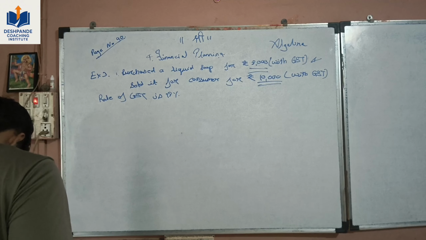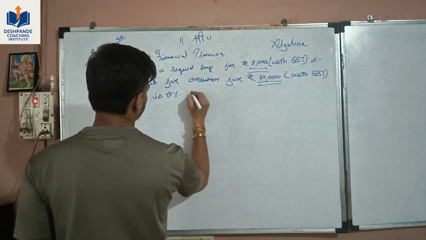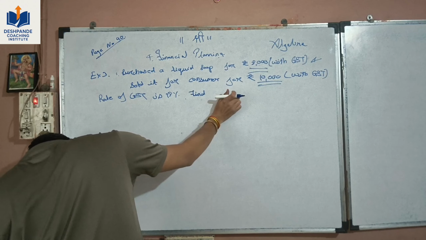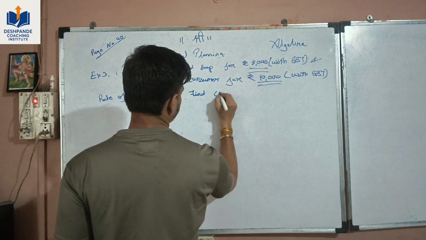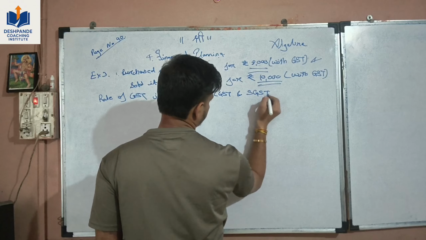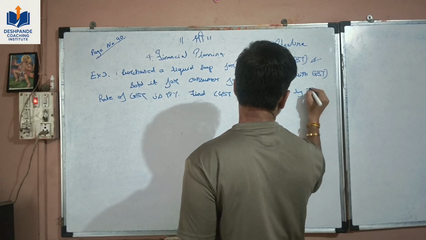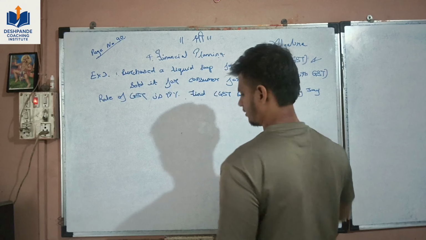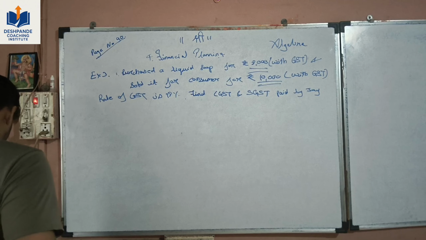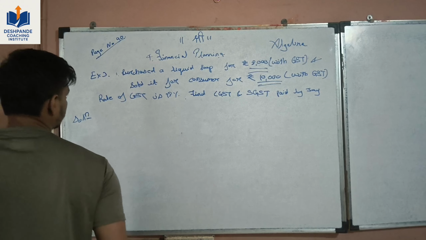Find the amount of CGST and SGST to be paid by J Chemicals. So what do we have to find? We have to find the CGST and SGST paid by J Chemicals. This is the small part of the question. We have just written what is given in the question. So now we will segregate and solve the problem.